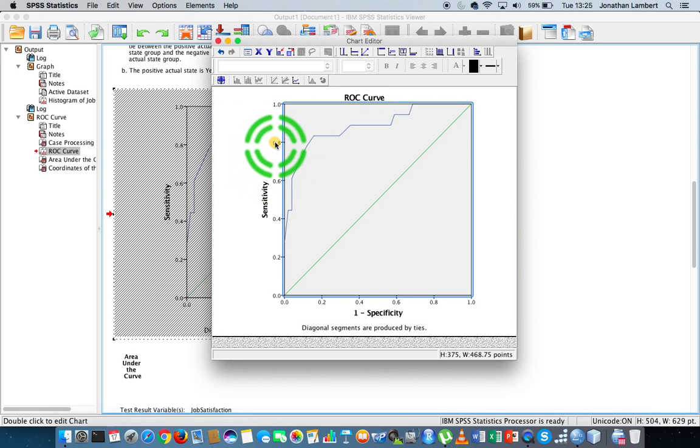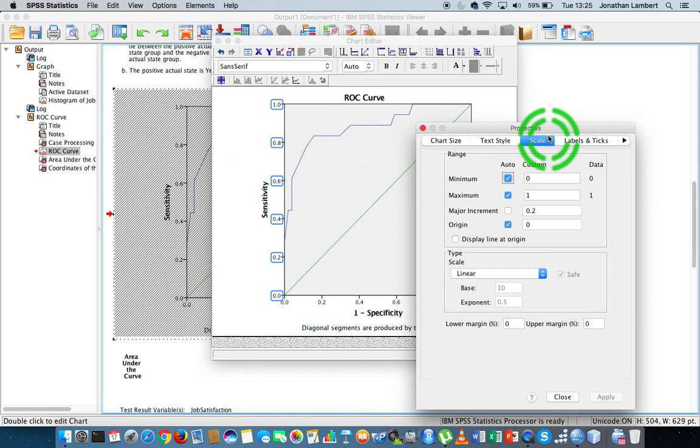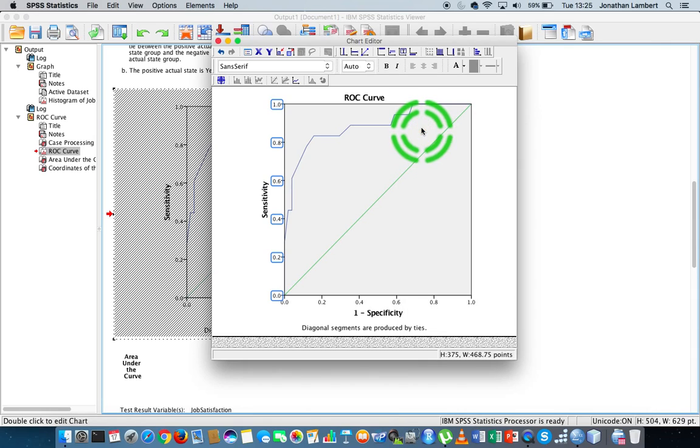Actually, what I'm going to do is I'm just going to double click on this. I'm going to go to scale. My minimum is 0, my maximum is 1, and my major increment is going to be 0.2. Okay, if I apply that, it doesn't seem to be applying it for me here. Yeah, okay. It obviously doesn't like that particular scale value. Okay, but let's just work off this particular chart.